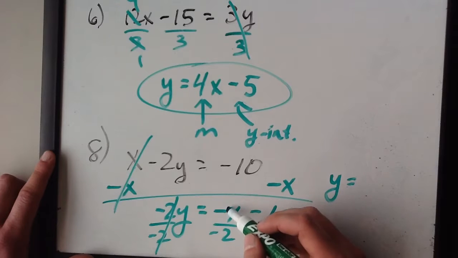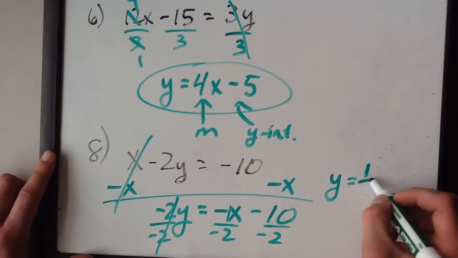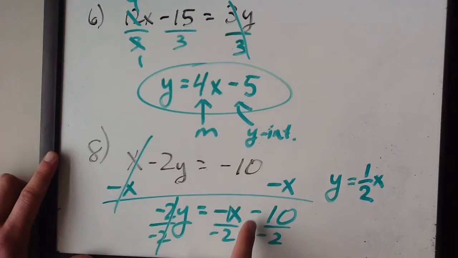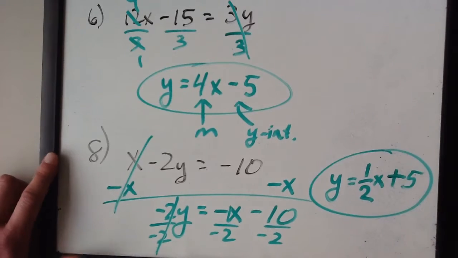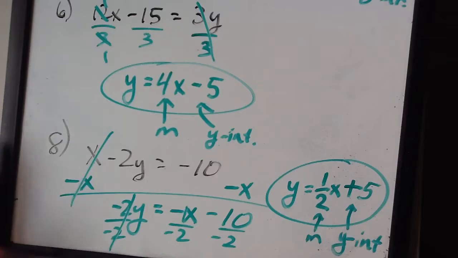And remember here the coefficient's 1, right? Negative x is negative 1x. And so if the negatives cancel each other out, then I just have 1/2 x. And then here I have negative 10 divided by negative 2. A negative divided by negative is going to give me a positive, and then 10 divided by 2 is 5. All right, so that's slope-intercept form. My slope is 1/2, and my y-intercept is 5. That's where it crosses the y-axis.